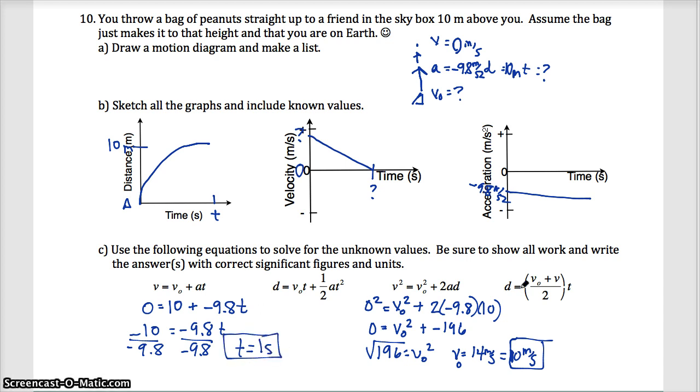Okay, again, you could have used other ones at that point, but this is an easy equation to use, so I try to use that one when I can. So you can see we got all of our pieces here. We got our motion diagram, our graphs are there and labeled, and we showed our work for which equations we're going to use to solve.